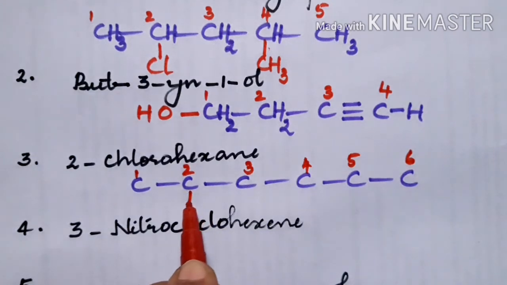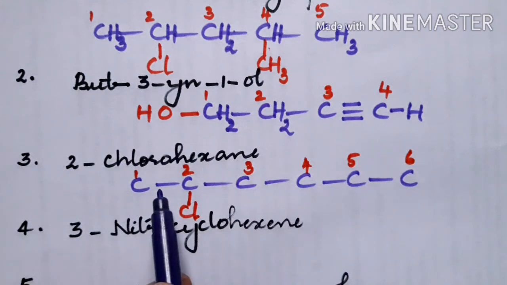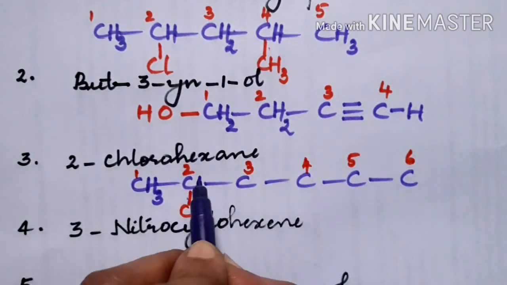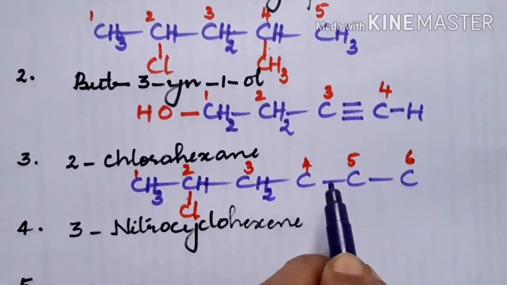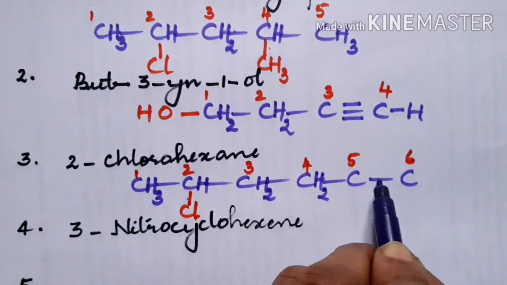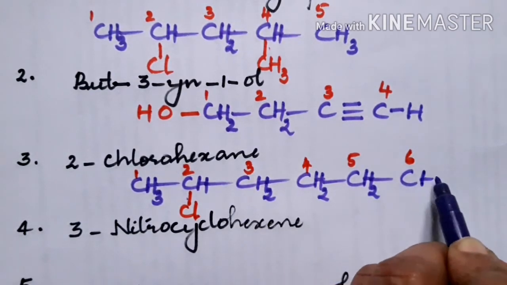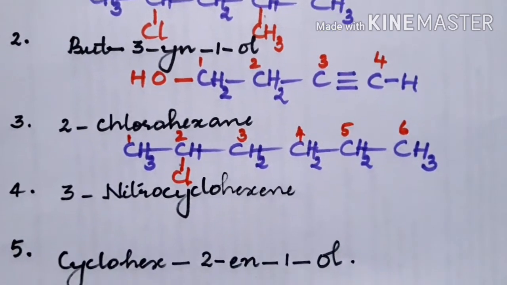So here we have second position, chlorine atom is present and the rest we have to fill it with hydrogens. How many hydrogens here? You have 3 hydrogens. 1, 2, 3. So 1 hydrogen. 1, 2. Hydrogen H2. 1, 2. H2. And the last one carries only 1 bond. So that means CH3. So this is the structure of 2-chlorohexane. Coming to the next compound.